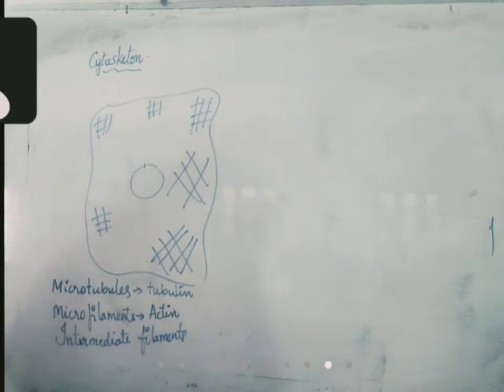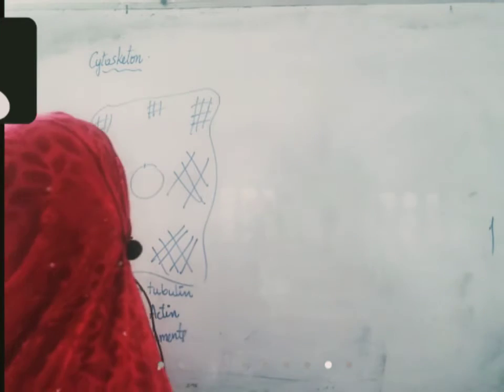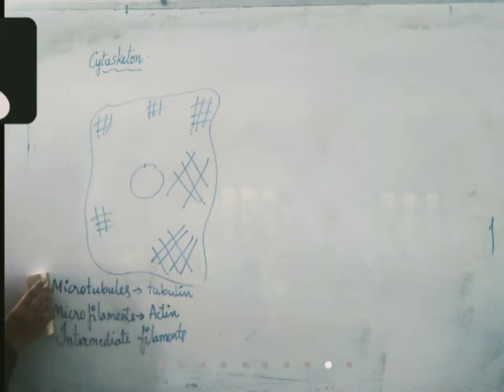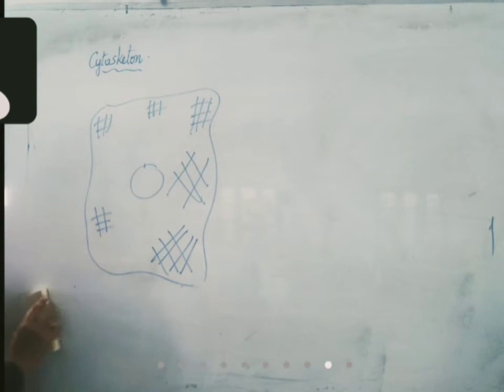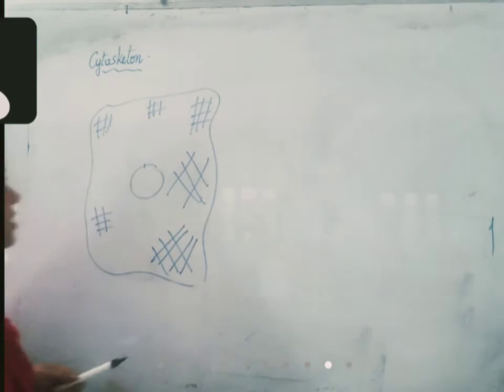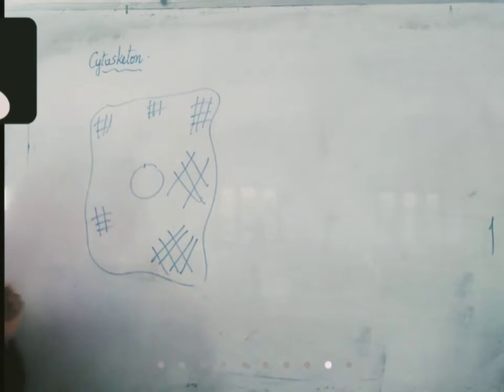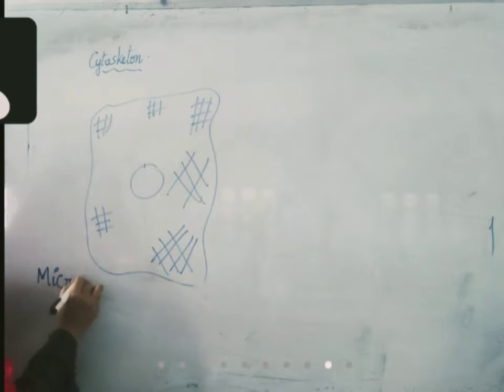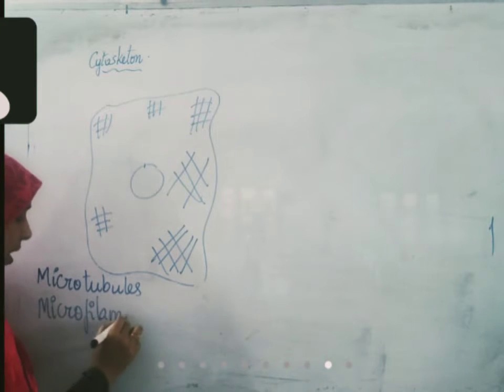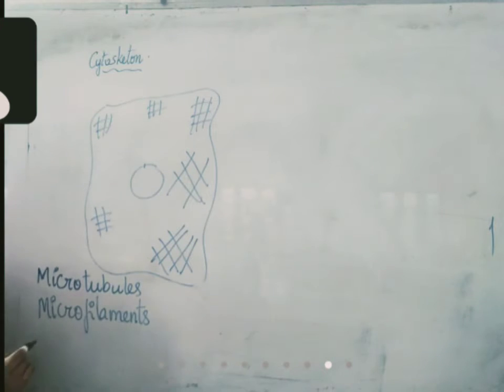Okay. Once again, cytoskeleton. Usually in animal cells, there are some fibrous structures which are distributed inside the cell's cytoplasm. These fiber-like structures are called the cytoskeleton. They are of three types. One is microtubules, second one is microfilaments, and third one is intermediate filaments.